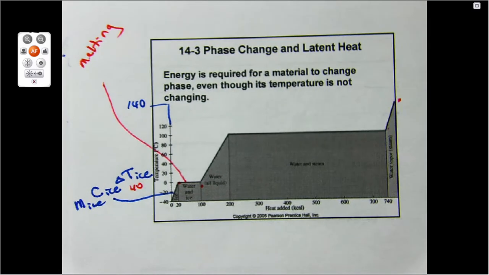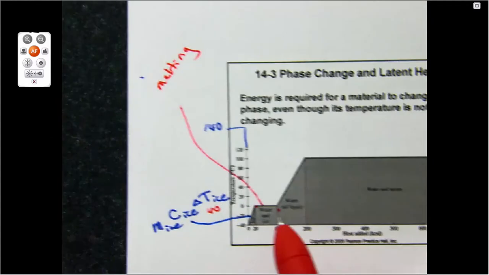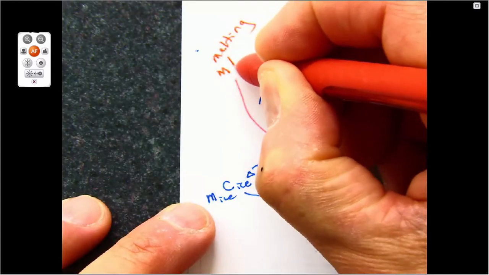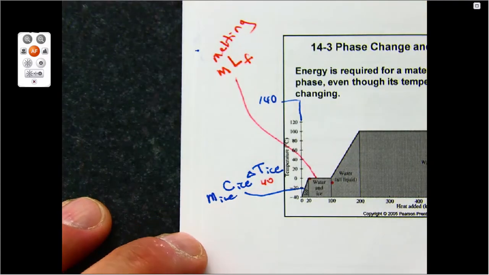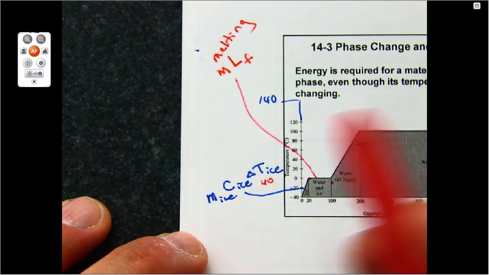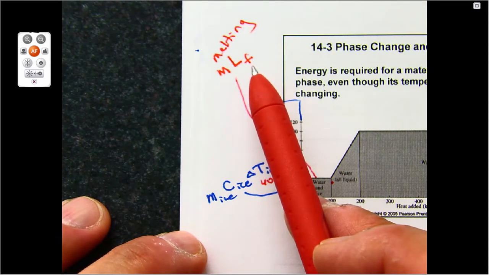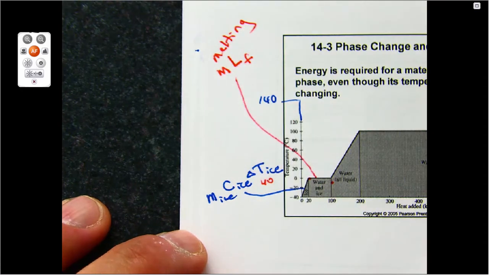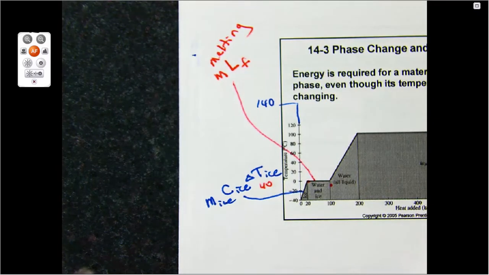Now, how much energy it takes to melt it over here, this is enthalpy of fusion. We got another symbol. This is enthalpy of fusion. This is the same value it would take to freeze it or melt it. Now, again, there's no temperature change because it stays the same.